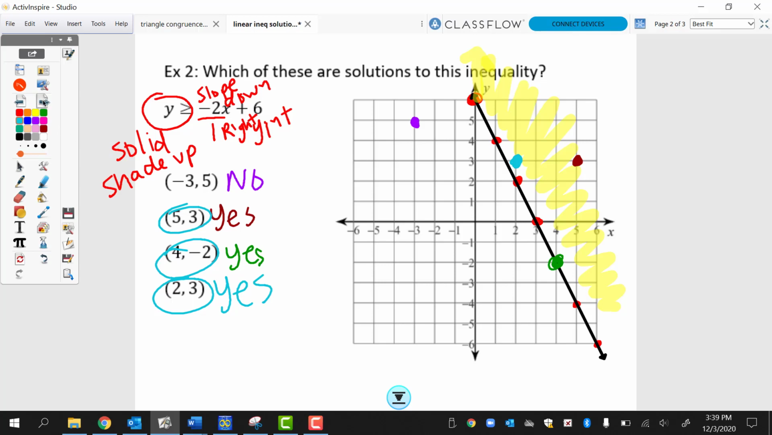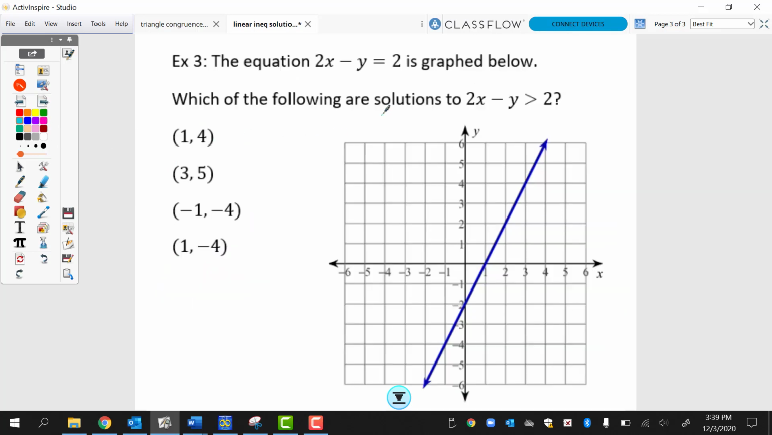Okay. Last one. Now this is what they like to put on the STAR test. They said the equation 2x minus y equals 2 is graphed. So they did it with an equal sign, and they graphed it normally. And then they ask which of the following are solutions to, and they change it to one of our symbols. So I don't need to worry about how to graph it, like what's the y-intercept and what's the slope, because they've already done that work for me.